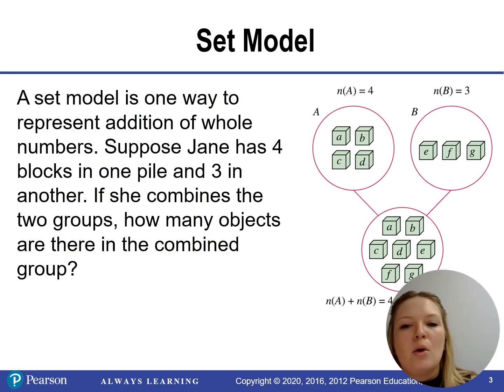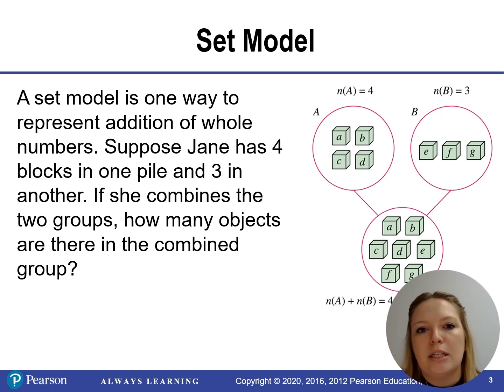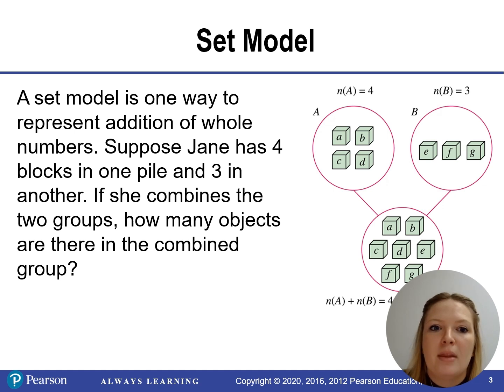Okay, so one way we can think about approaching addition of whole numbers is a set model. A set model gives us one set of items and another set of items, and so our sum, or adding those two sets of items together, gives us the total number of items in the union of those two sets.